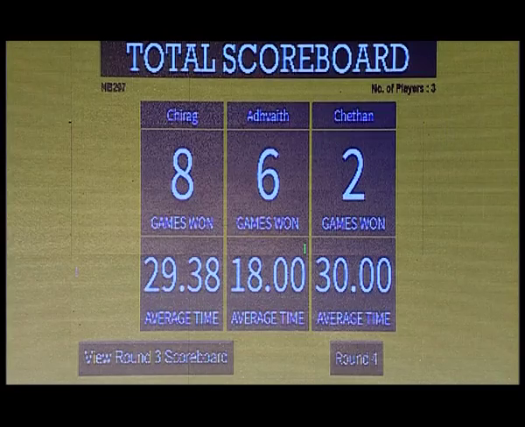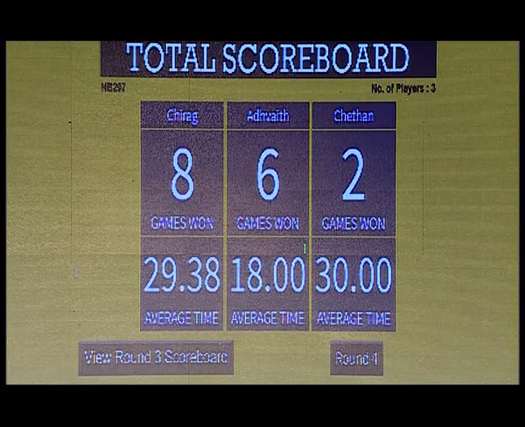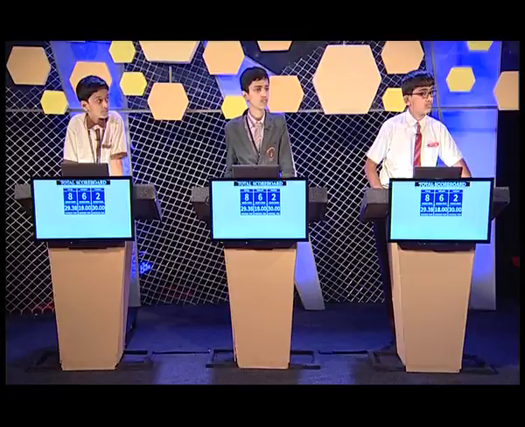Let's quickly have a look at the overall scoreboard. Here we go. Chirag at 8 games, Advait at 6. Had you only started a little earlier, Advait, you could have caught up with him at this round, but it's still not time yet. You've got one more round to play, and maybe you can catch up with him there. Chetan, good effort. Continue that effort. Don't stop there. And I'm saying the same thing for you guys. Do not stop your effort. Keep continuing so that you can get more prizes.